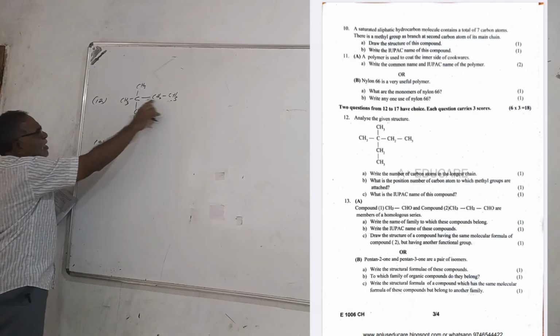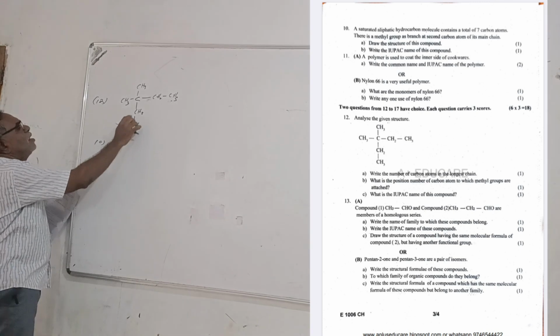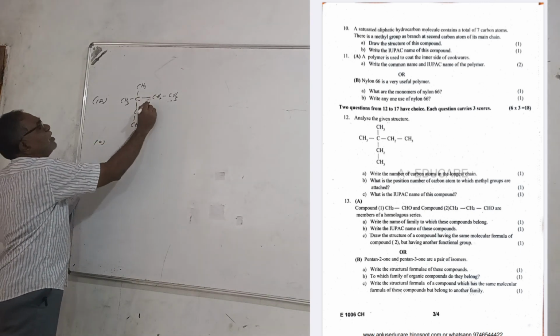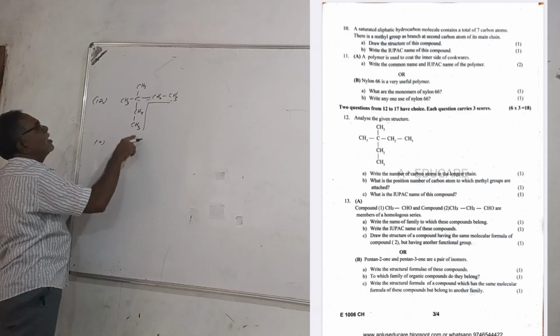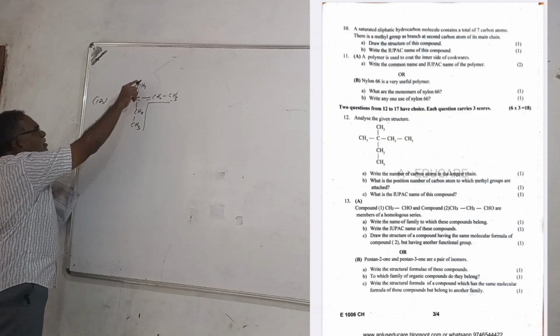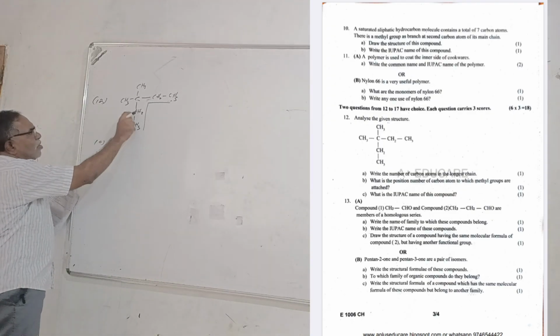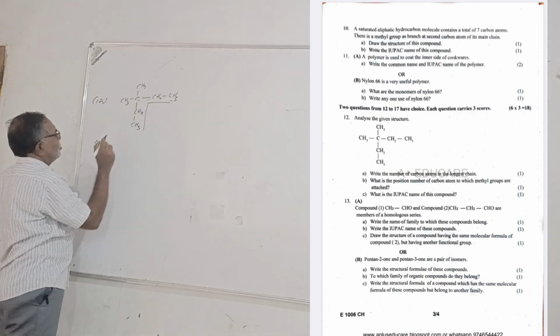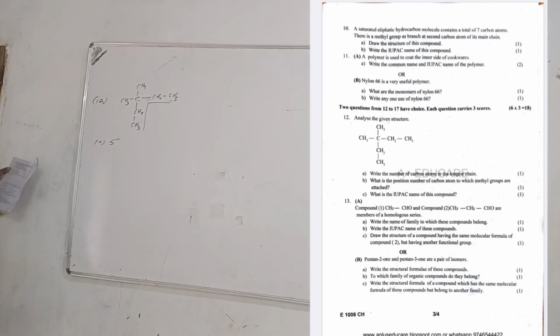If you take the chain like this, 1, 2, 3, 4, and if you take the chain 1, 2, 3, 4, 5, you are getting 1, 2, 3, 4, 5. So you have to select the longest chain, this one, and these will become the branches. So the longest chain is 1, 2, 3, 4, 5. So the number of carbon atoms in the longest chain is 5.